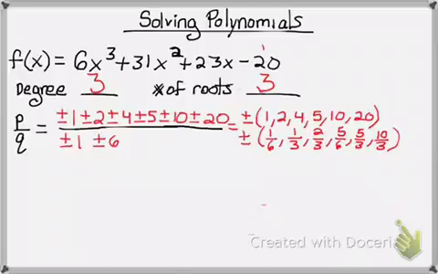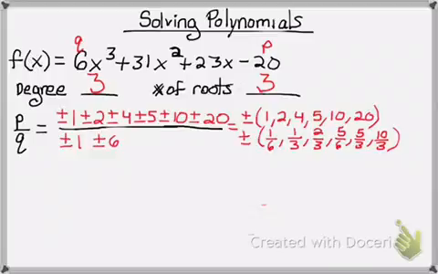My last term is p, and my leading coefficient is q. So of course when I write all the multiples of p and all the multiples of q and divide them out, this is what I get. Now, if you don't understand this step, you can go back and look at my 2 previous videos on how to find all the possible rational roots.